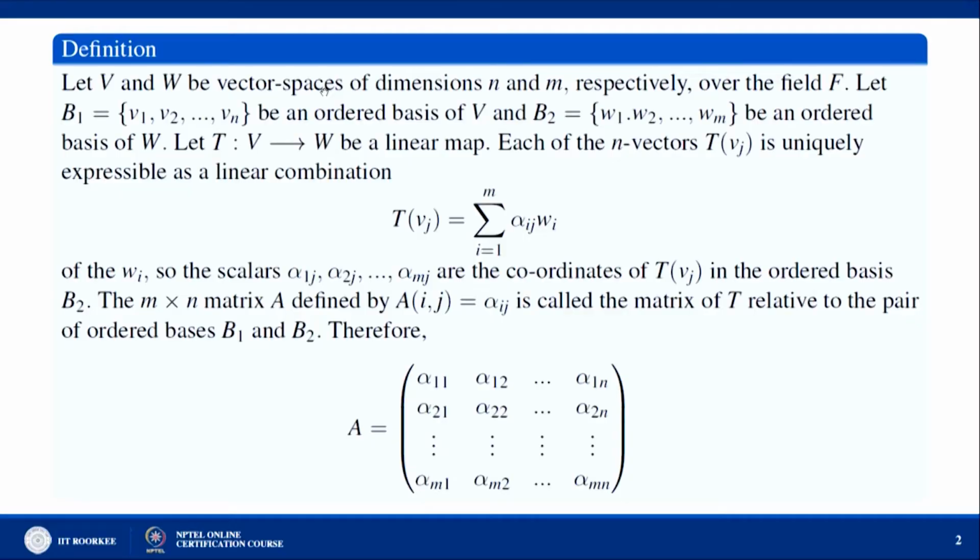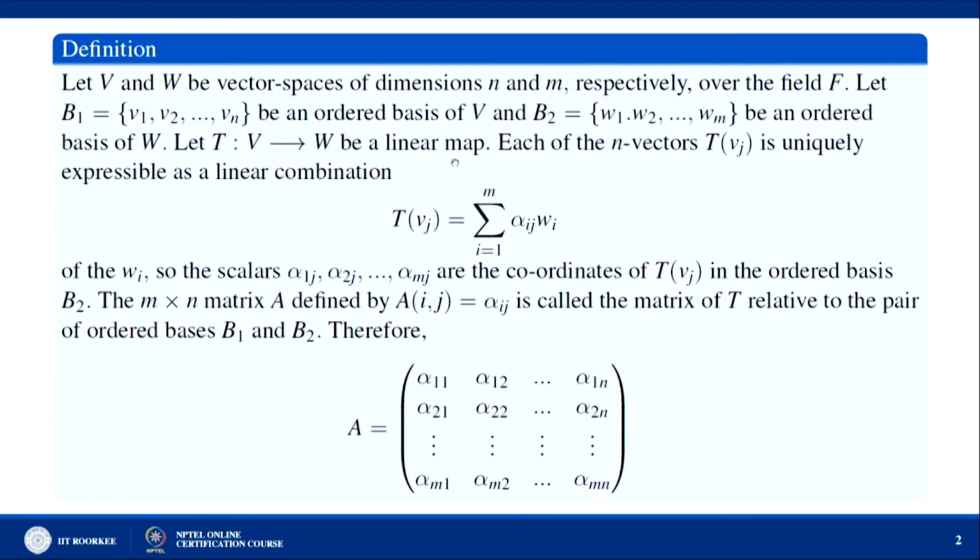Let us suppose that V and W are vector spaces of dimensions n and m respectively. Let us suppose these two are finite dimensional vector spaces of dimension n and m over the field F. Let B1, which is given by V1, V2 up to Vn, be an ordered basis of V, and B2, which is W1, W2 up to Wm, be an ordered basis of W. Let T from V to W be a linear map, a linear transformation.